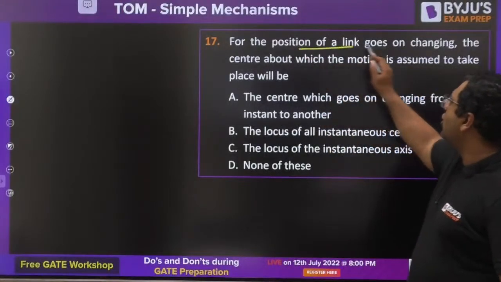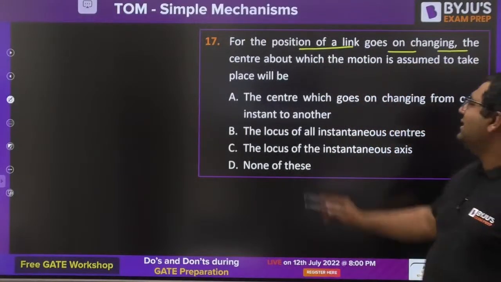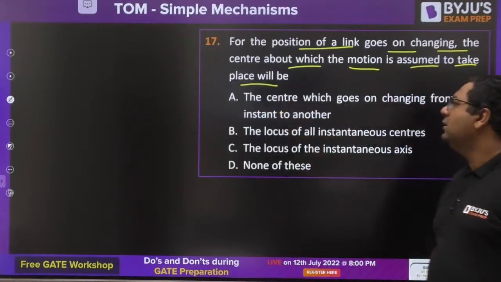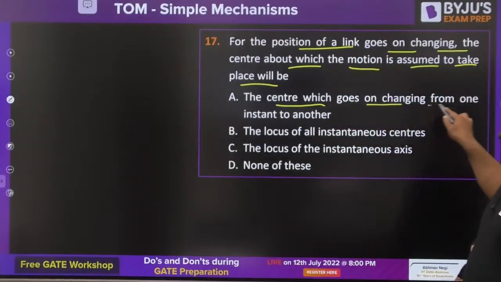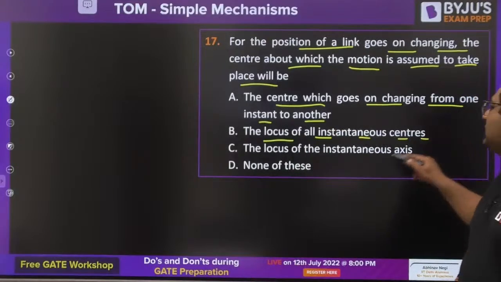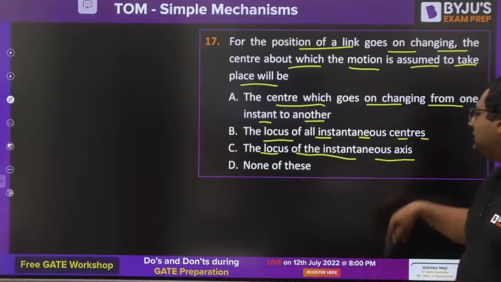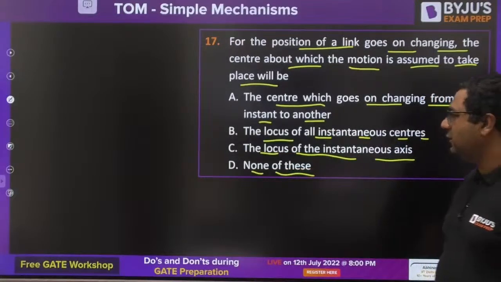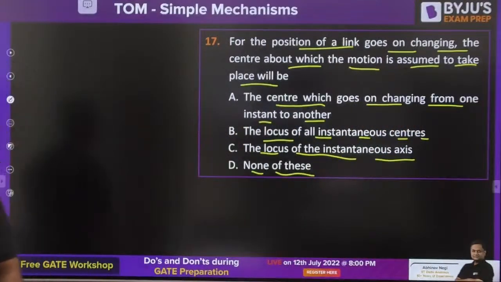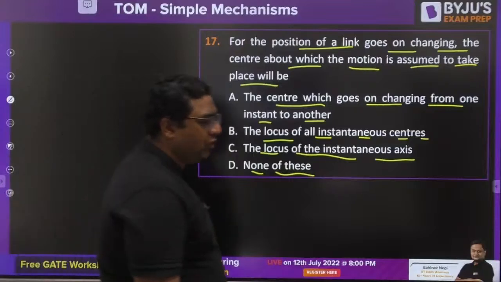For the position of link goes on changing, the center about which the motion is assumed to take place will be the center which goes on changing from one instant to other, the locus of all I centers, the locus of I axis, none of these. Yes, guys, solve it, solve it.